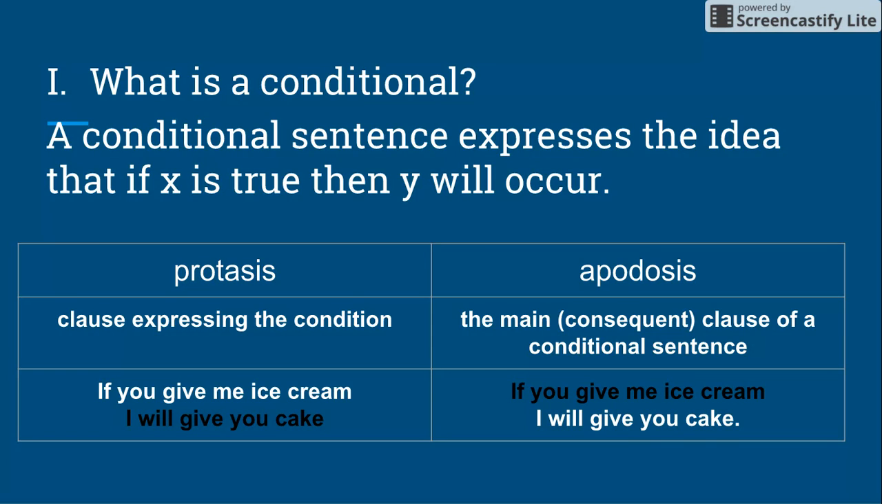The grammarians will assign terms to these two parts of a conditional, the protasis and the apodosis. Protasis is the clause that expresses the condition. The apodosis is the consequent clause. So the protasis is, if you give me ice cream, and then the consequent clause, the apodosis, is I will give you cake. As Folsey recommends, I also recommend not using these terms, but they're helpful for us as we look at the structure of conditionals.